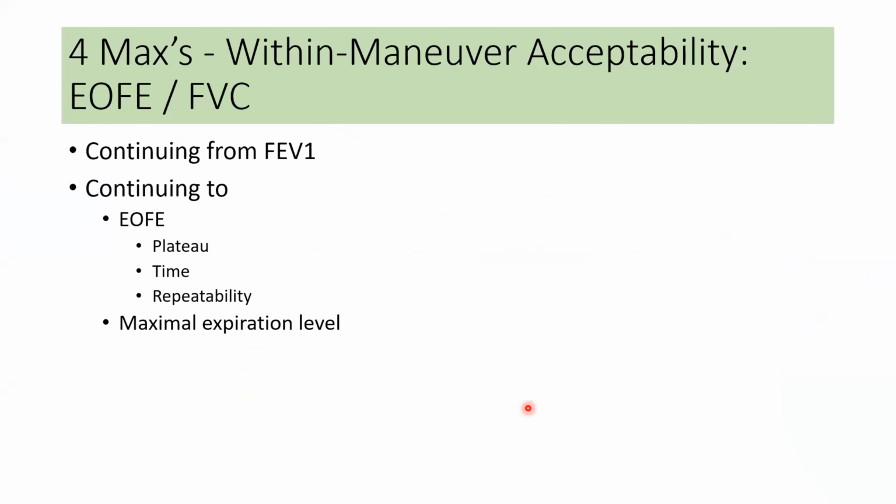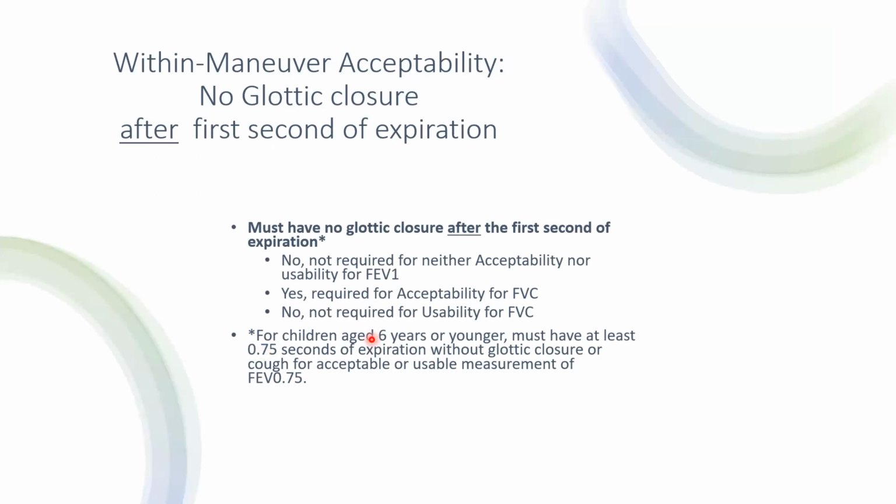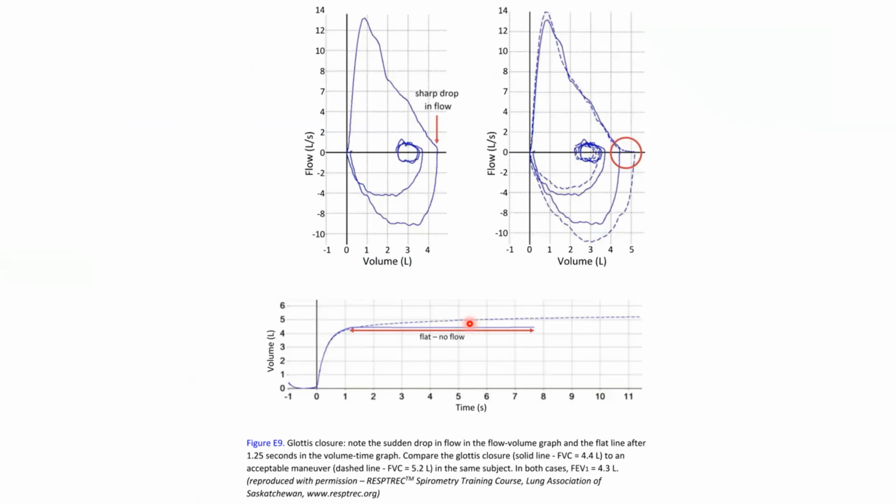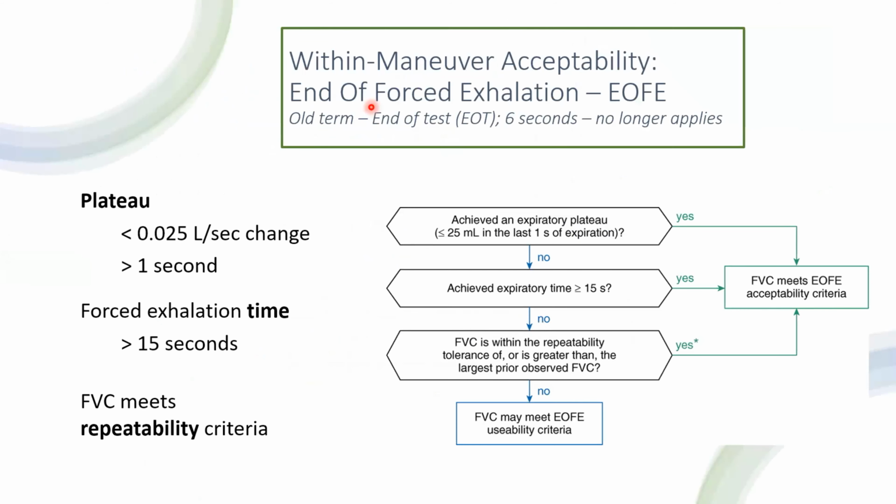All right. Within maneuver acceptability for end of forced exhalation, it does want to continue from the FEV1 all the way out to either a plateau, time, or repeatability. And it has to get back to that maximal expiratory level. Oh, glottic closure still stuck in there. All right. Within maneuver acceptability, here is directly from the guidelines, the algorithm.